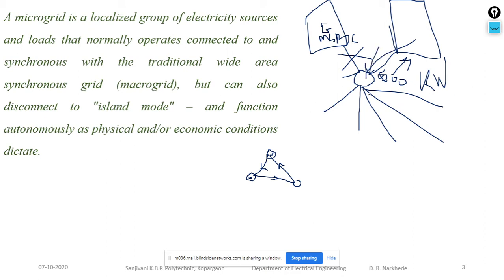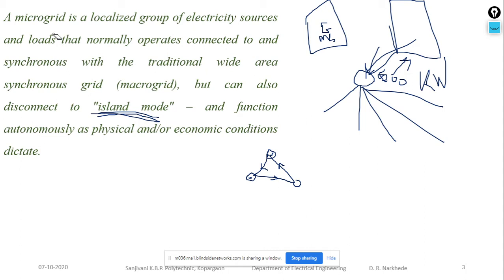So this is how the microgrid functions in island mode also. Island mode means what? Separate. Without depending on your main generating electricity or MSEB or something, it can operate independently. That is called the island mode.